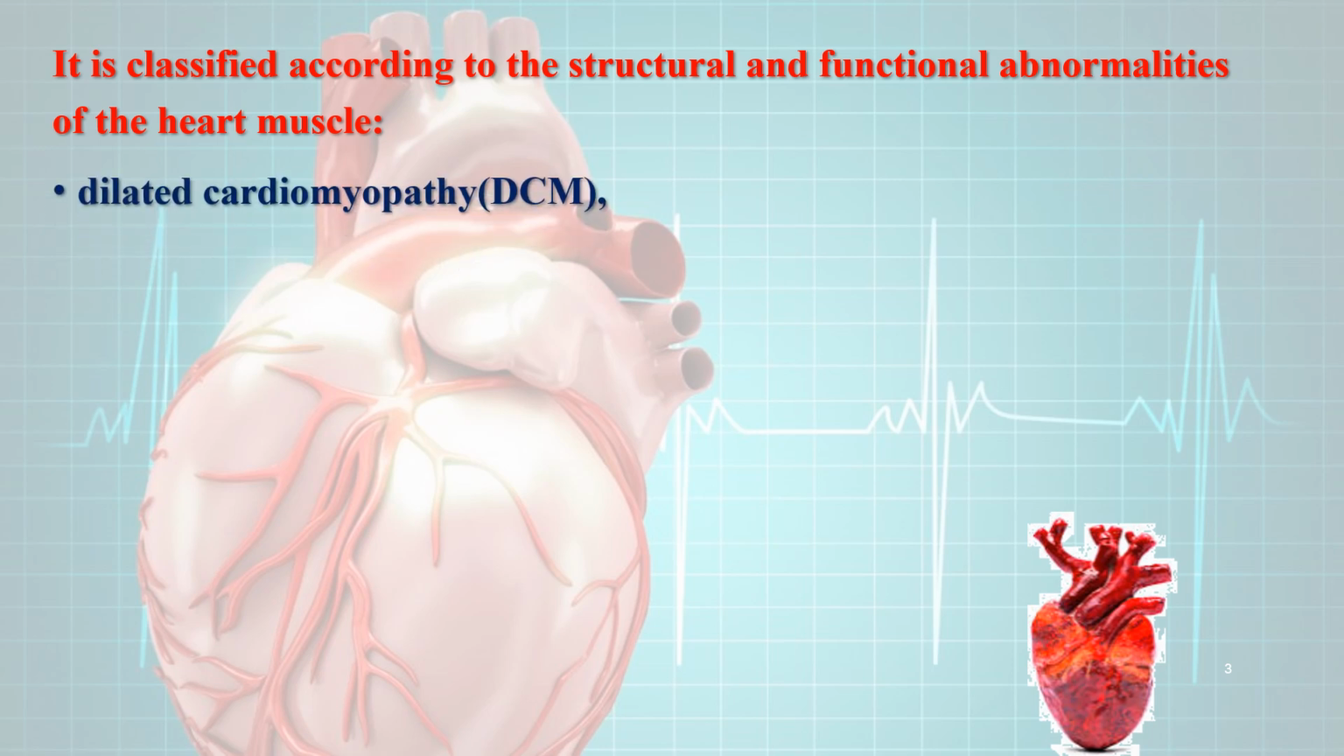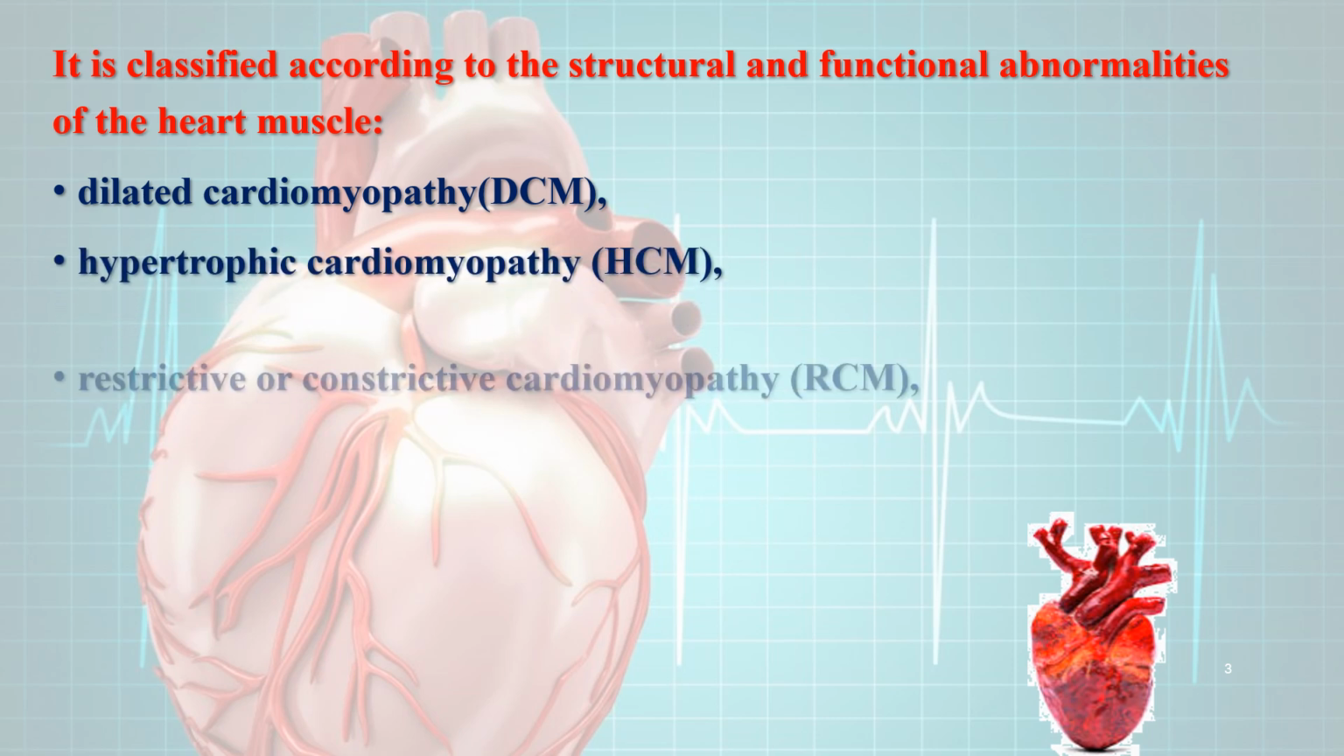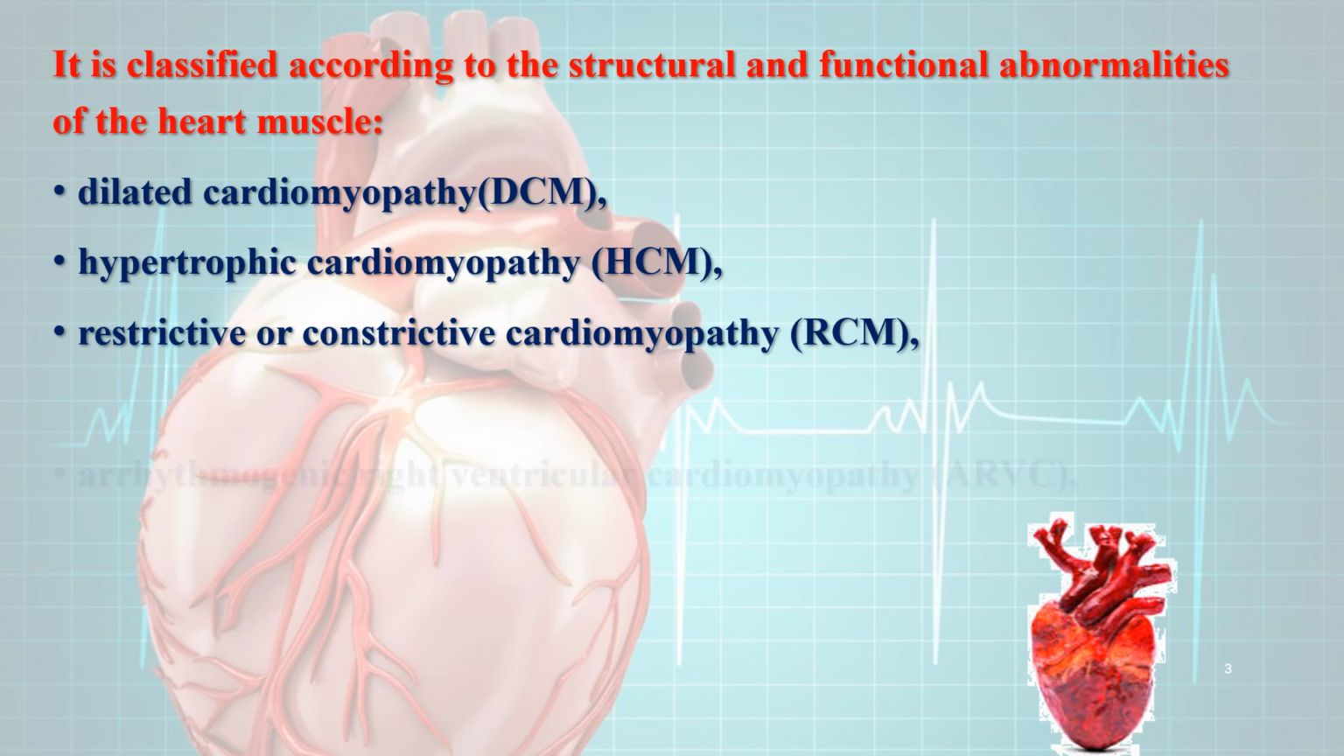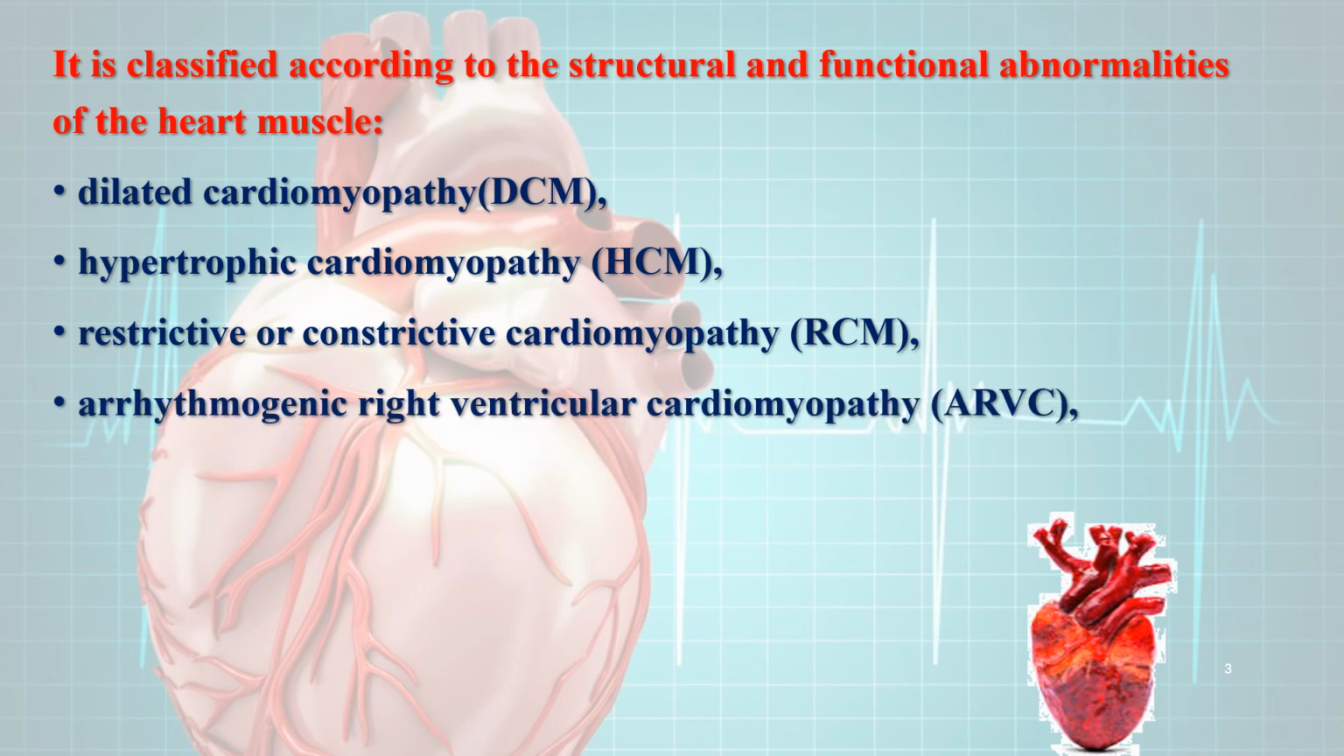So, the classification. What is the basic classification of cardiomyopathy? When we see the classification of cardiomyopathy, mainly we see the WHO classification, according to the structural and functional abnormalities of the heart muscles. The first one is dilated cardiomyopathy, in short DCM. Then hypertrophic cardiomyopathy, restrictive or constrictive cardiomyopathy, arrhythmogenic right ventricular cardiomyopathy, and unclassified cardiomyopathy.